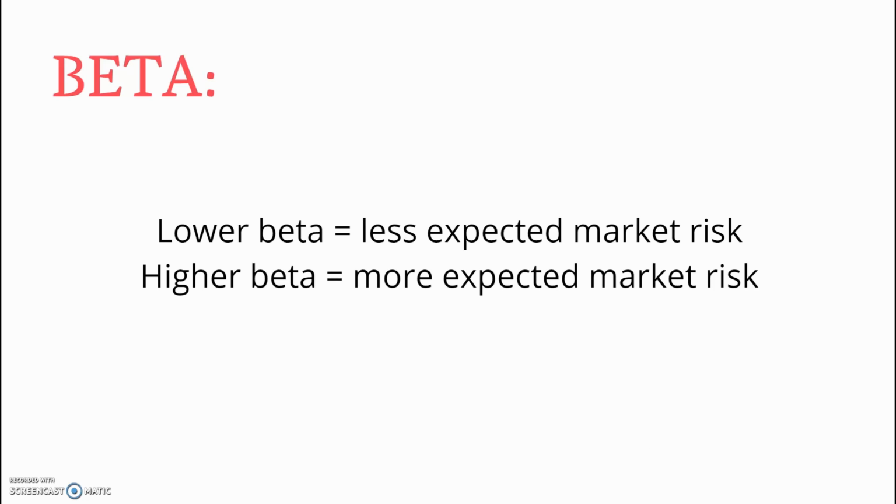In conclusion, the beta tells you how the stock has moved in correlation with the market in the past. A lower beta is less expected market risk. A higher beta is more expected market risk.